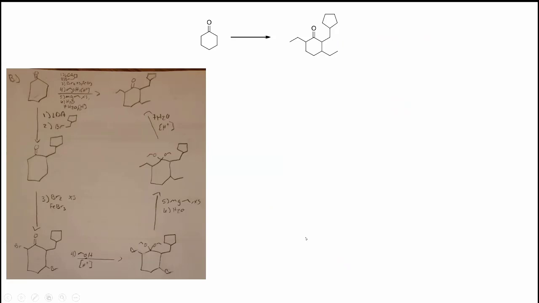Okay, so this one is not a traditional approach, but the student was pretty creative here. We start with cyclohexanone, and they did LDA and then alkylated with that cyclopentane and CH2Br. The problem with this synthesis here, though, is this step where they use Br2. And that is because Br2 and FeBr3, these are reactions only for benzene.